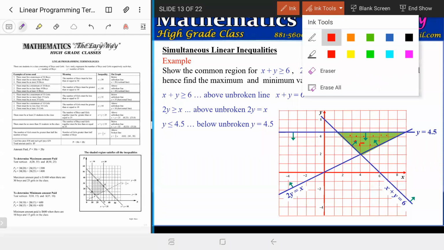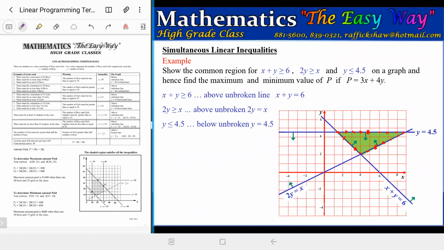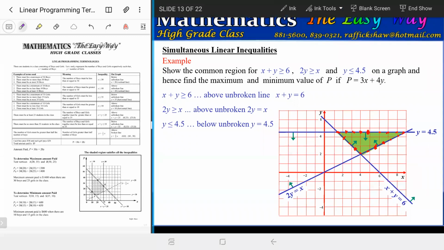Another important thing is that you can also use points on the lines, because the lines are drawn solid, unbroken. An unbroken line means that you can use points on the line as well. So not only are the points inside the green section valid, the points on the lines are also valid. Let's give a little example. Let's say one of the lines was broken. Let's say this one was instead just y less than 4.5.